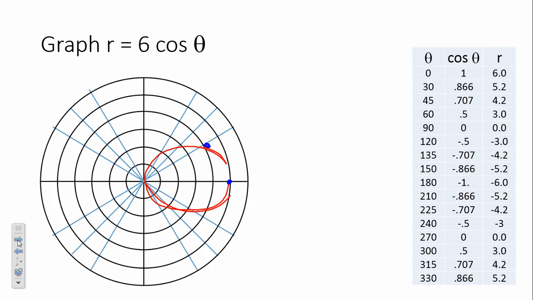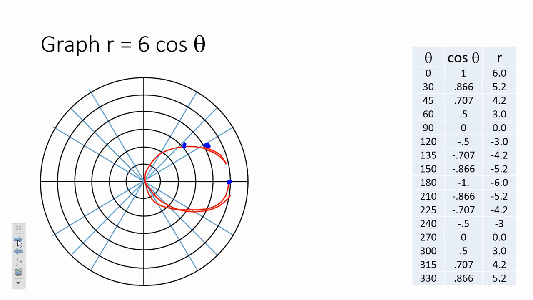If I've done a good job of graphing this. Then theta is 45. What's the cosine of 45? Square root of 2 over 2. Square root of 2 over 2 times 6 is 4.2. So at 45 degrees, I'm 4.2 out. And I haven't done a very good job of graphing this.